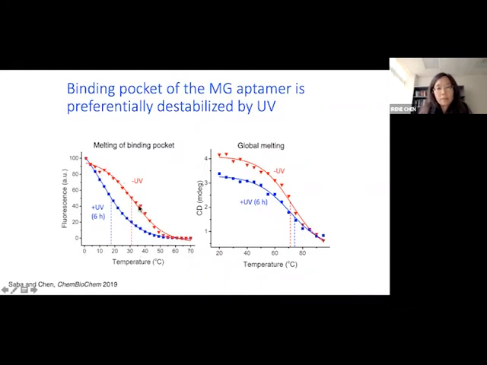So without UV, we have a particular melting curve. But after UV exposure, then this melting curve is shifted substantially to the left. And so the binding pocket has been destabilized. And then on the other hand, if we just monitor by circular dichroism, we can monitor the overall fold, the secondary structure of the RNA. Then if we look at the non-irradiated versus irradiated samples, the melting point is actually fairly similar. It's more similar for this RNA when it's measured by circular dichroism than when it's measured by fluorescence. Indicating that the binding pocket is more destabilized.